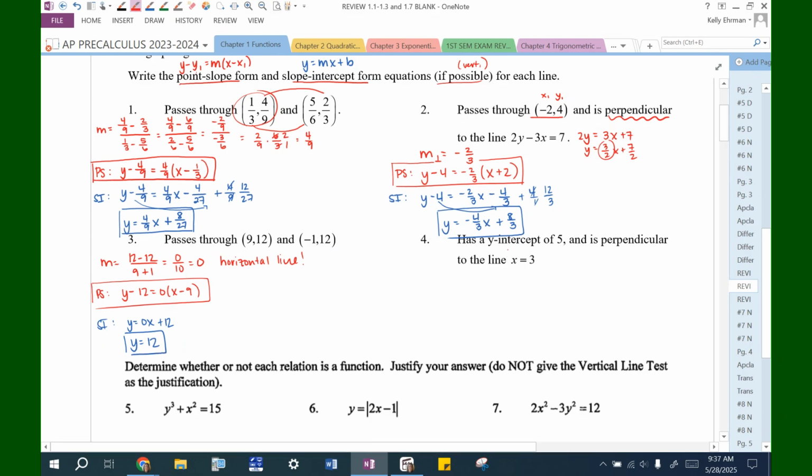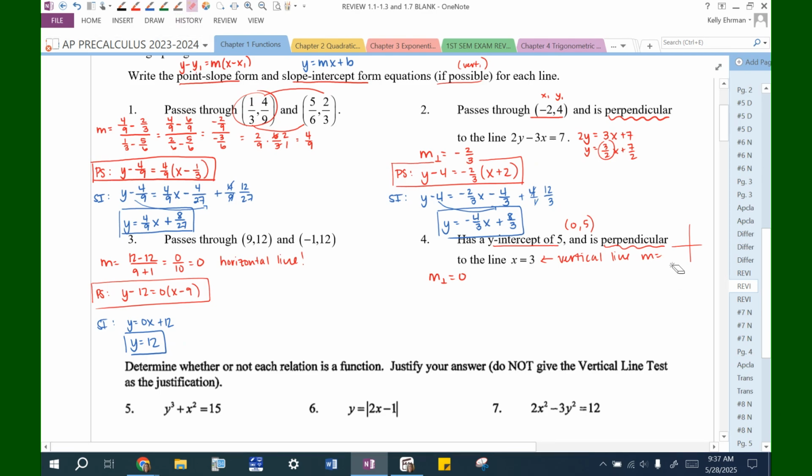This last problem has a y-intercept of 5. I like to write intercepts as ordered pairs. If it's a y-intercept, it means the x-coordinate is 0 and the y-coordinate is 5. It's perpendicular, opposite reciprocal, to the line x equals 3. Now this is a vertical line. Opposite reciprocal doesn't really work, but what's perpendicular to a vertical line? A horizontal line. So I want the perpendicular slope to be 0.